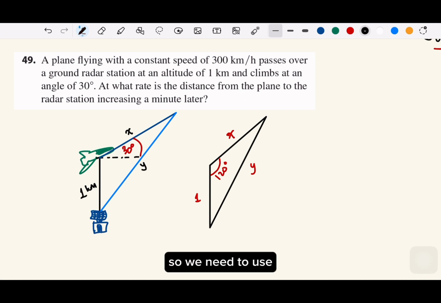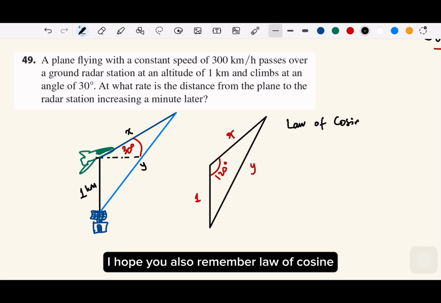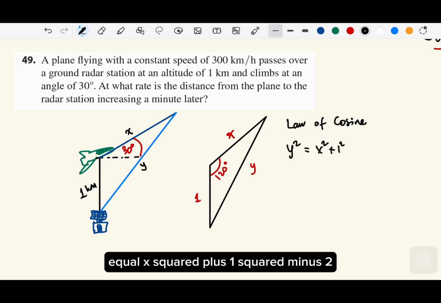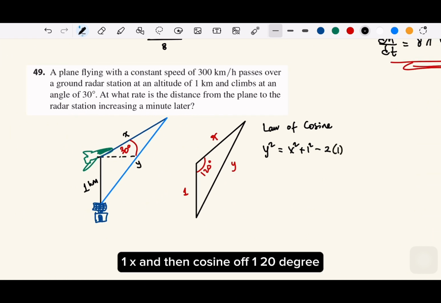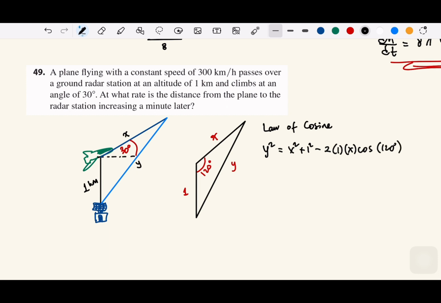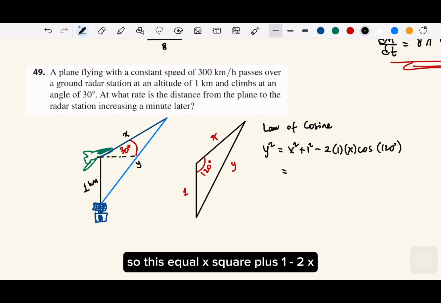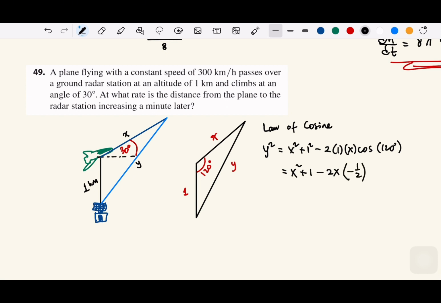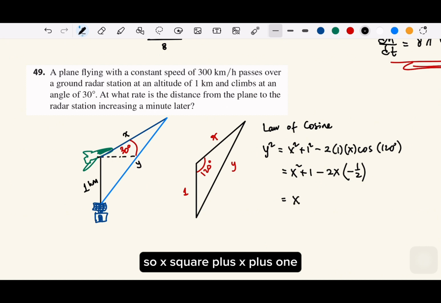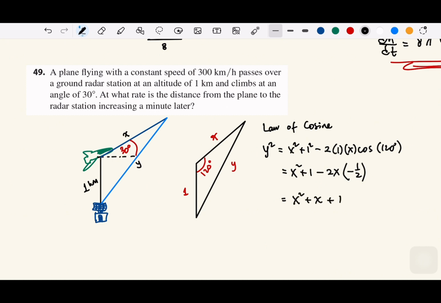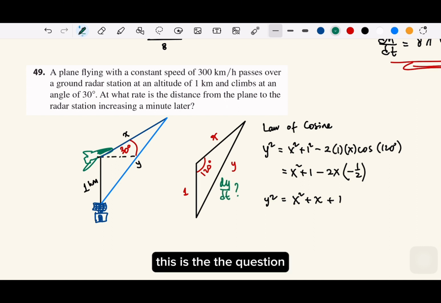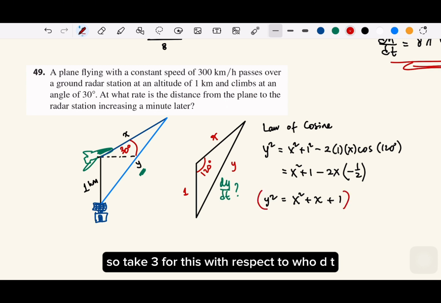Okay. So we need to use, I hope you also remember, law of cosine, which stated that y squared equal x squared plus 1 squared minus 2 times 1 times x, and then cosine of 120 degree. So this equal x squared plus 1 minus 2x, and then cos 120 is negative 1 over 2. So this will be what? Plus x, right? So x squared plus x plus 1 equal y squared.